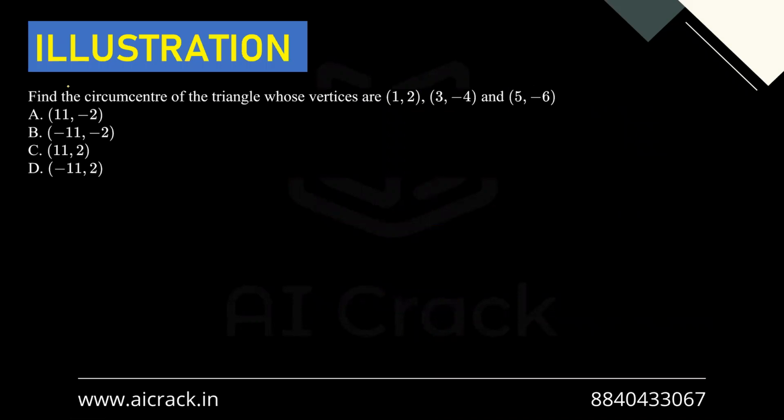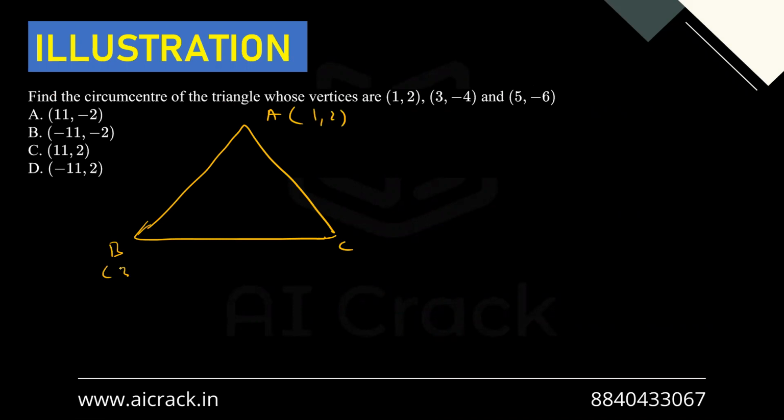Now let's do one example for the same. Find the circumcenter of the triangle whose vertices are (1, 2), (3, -4), and (5, -6). So we have been given one triangle ABC. Let's say A is (1, 2), B is (3, -4), and C is (5, -6). Now let's draw two perpendicular bisectors.